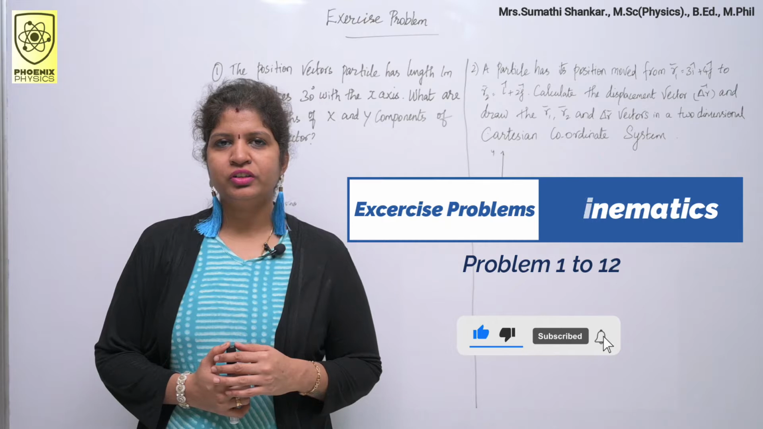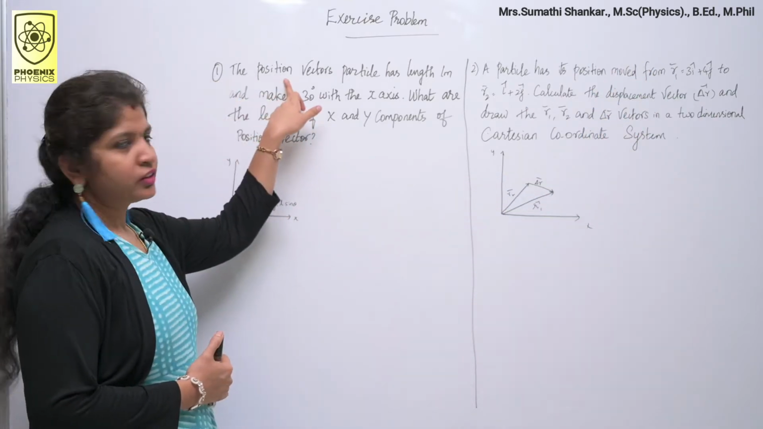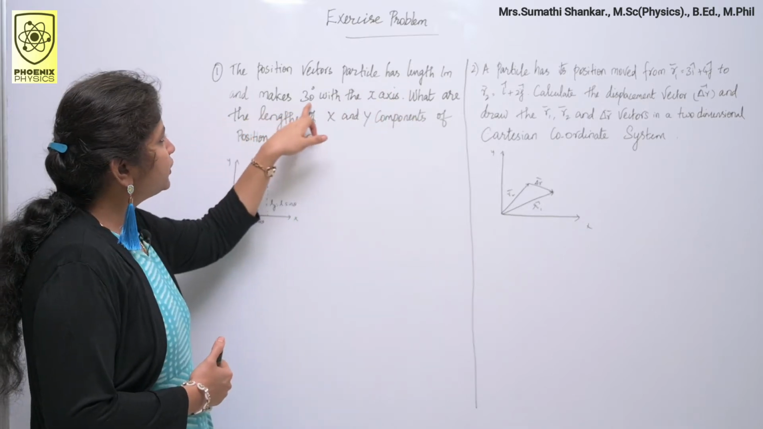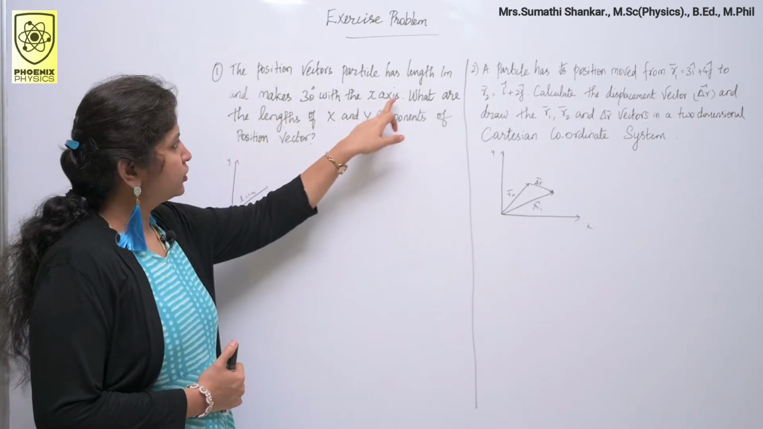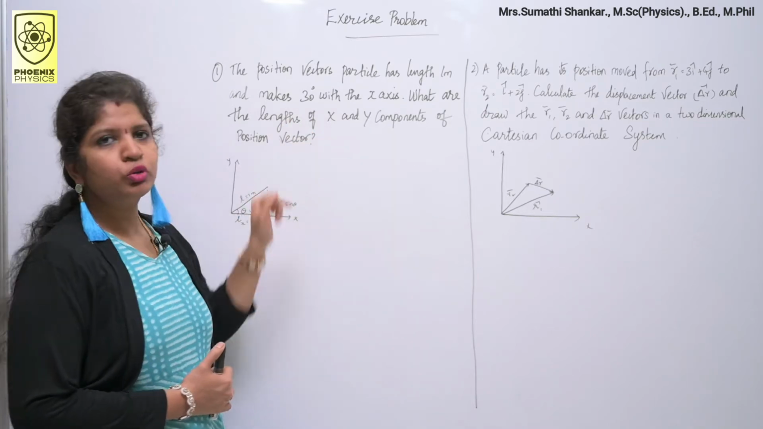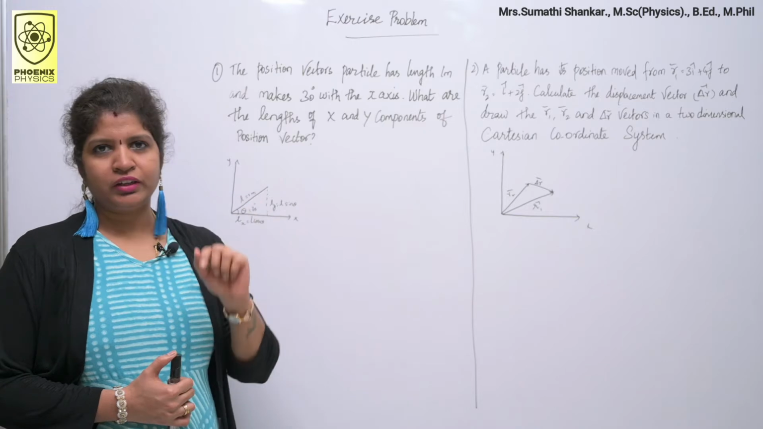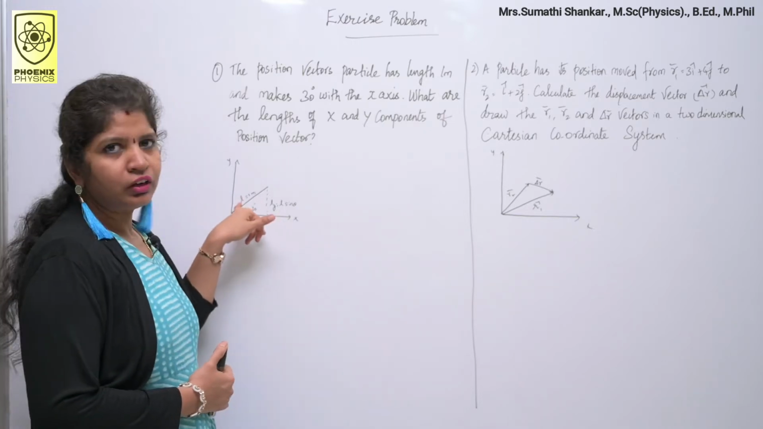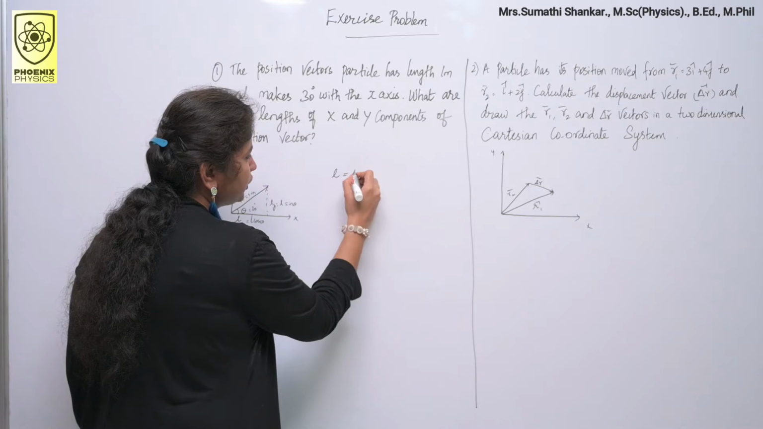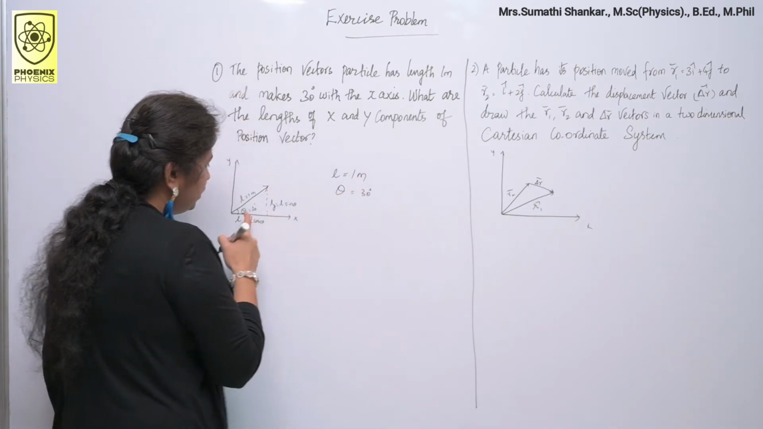Today we are going to discuss exercise problems. The position vector of a particle has length 1 meter and makes 30 degrees with the x-axis. What are the lengths of the x and y components of the position vector? Actually, we mark the position vector as r vector. Here L is our position vector. What is given? L is given, that is 1 meter, and theta is given, that is 30 degrees.